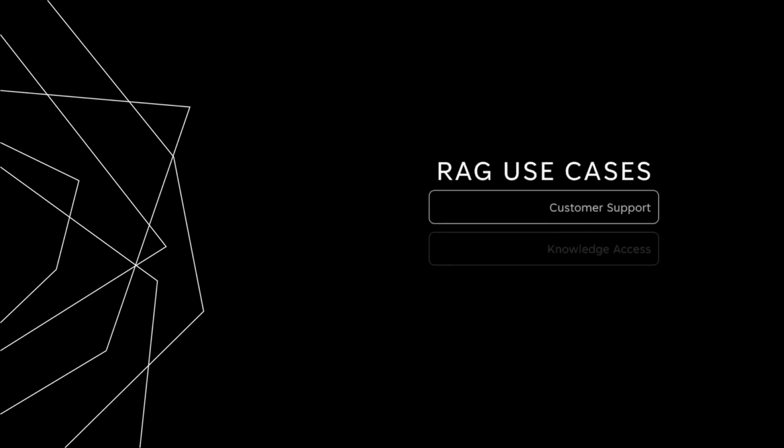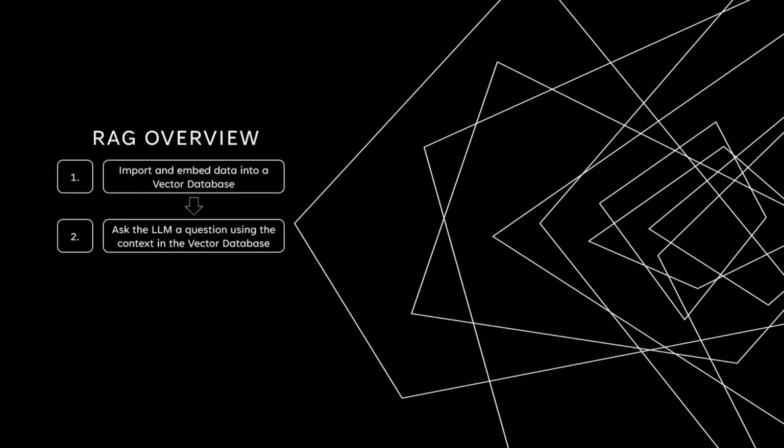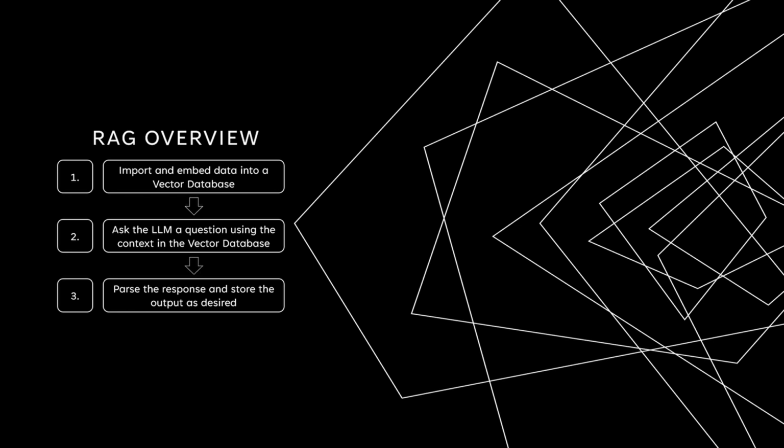Some of the most popular use cases for RAG include customer support chatbots, employee knowledge access, personalized marketing, or like the use case in this demo, text retrieval. Now to spin up a RAG application, we first import and embed the data into a vector database. We ask the LLM a question using a custom prompt and the context provided in the vector database. And finally, we parse the query response and store the output as we desire.